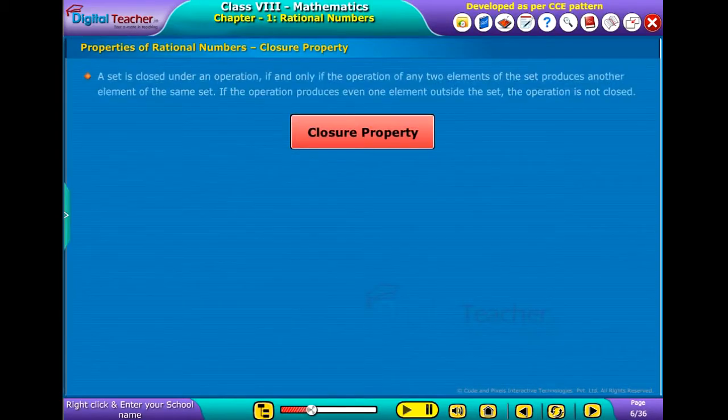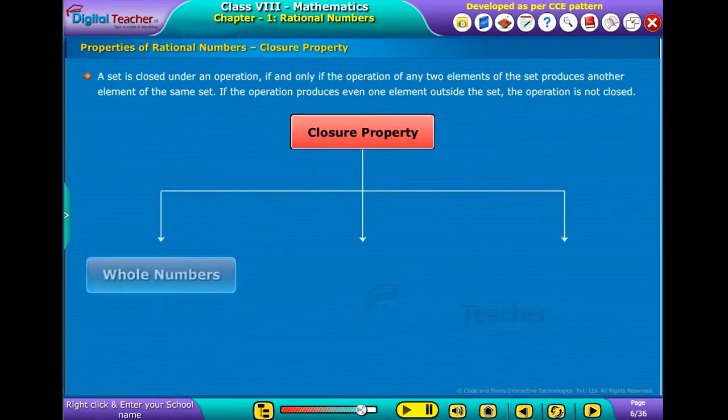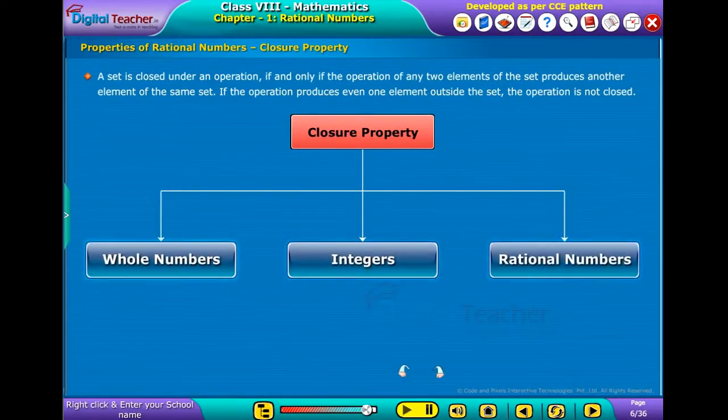A set is closed under an operation if and only if the operation of any two elements of the set produces another element of the same set. If the operation produces even one element outside the set, the operation is not closed. Click each tab to know more.